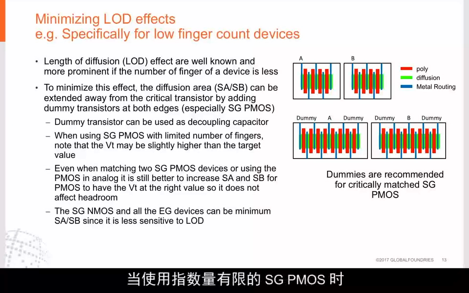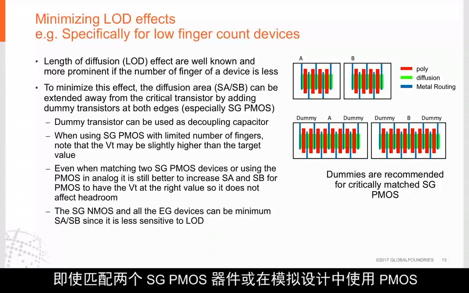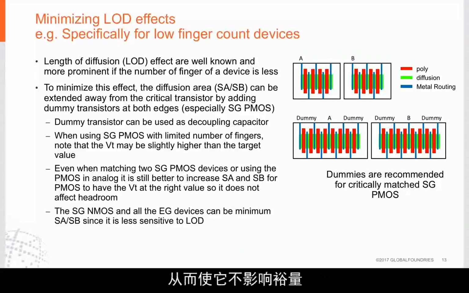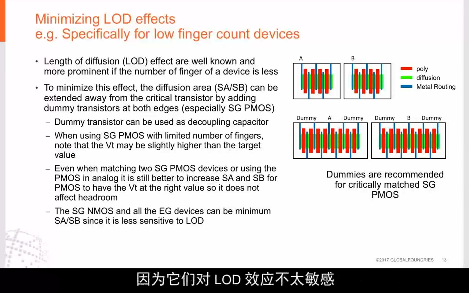When using the SG PMOS with a limited number of fingers, you should note that the VT may be slightly higher than the target value. Even when you're matching two SG PMOS devices or using a PMOS in analog, it's still better to increase SA and SB for the PMOS to have the VT at the right value so it doesn't affect your headroom. Now the SG NMOS and all the EG devices can be minimum SA, SB since they are less sensitive to the LOD effect.